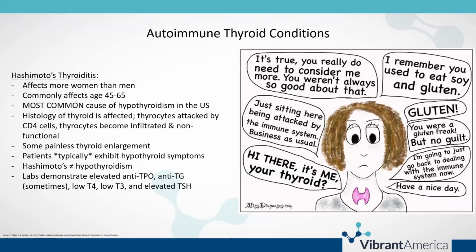So in labs, we'll see the anti-TG elevate first, and then the anti-TPO will follow along with high TSH, low T4, and low T3. The anti-TG tapers off, and it leaves an elevated TPO. So if you only see elevated TPO, whether it's in the presence or absence of other abnormal thyroid markers, this is a chronic autoimmune thyroid picture. You have no idea how long that's been there.